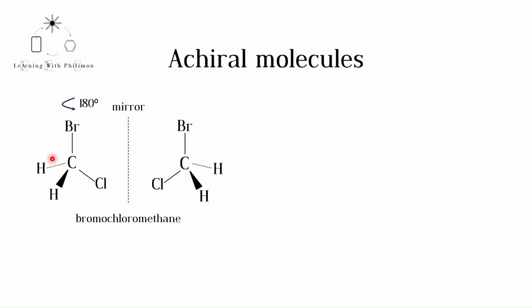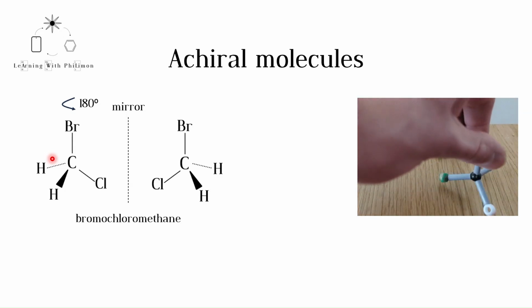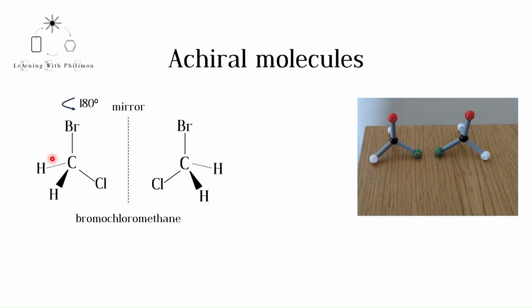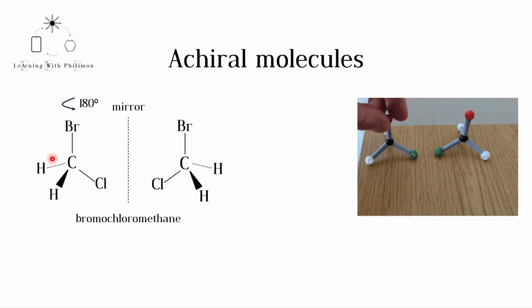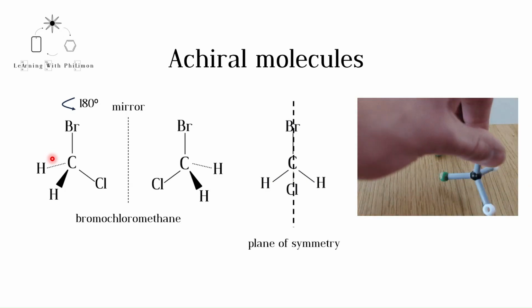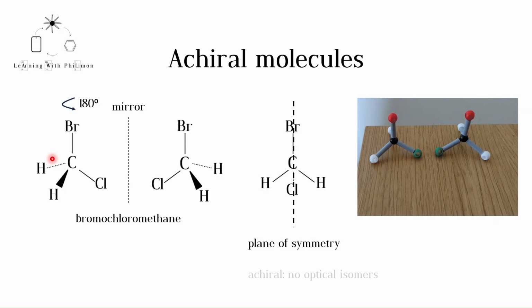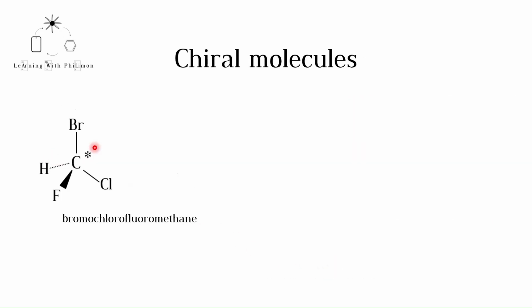As can be seen in the animation, if you rotate the molecule by 180 degrees, it is exactly the same as the second one. It helps to build molymods to visualize this. If you rotate this molecule to see this view, it is evident that it has a plane of symmetry. It is an achiral molecule that has no optical isomers. To have an optical isomer, there needs to be a carbon in the molecule that is bonded to 4 different groups. This is called a chiral carbon and is denoted by an asterisk.